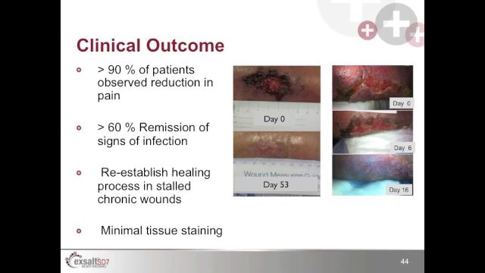Clinicians also observed reestablishment of healing in stalled wounds. Over the course of treatment, of the 44 patients who were characterized with chronic wounds, 29% progressed to regeneration within the study evaluation period, with an average treatment time of 3.1 plus or minus 0.8 weeks, where 100% of the patients with non-chronic wounds progressed to regeneration with an average treatment time of 2.2 plus or minus 1.6 weeks. Minimal tissue staining was also noted.